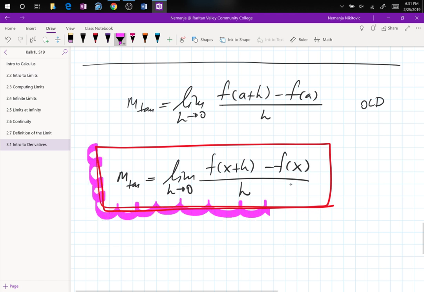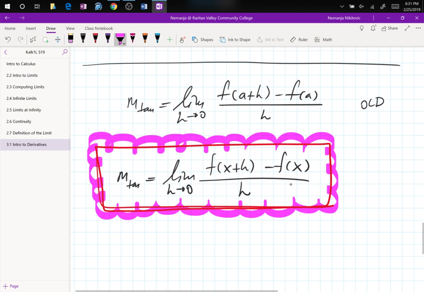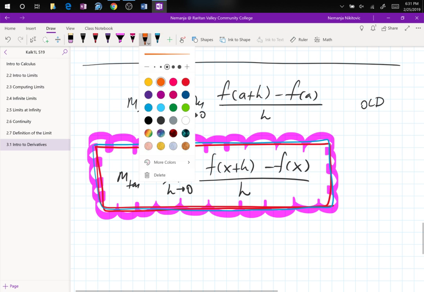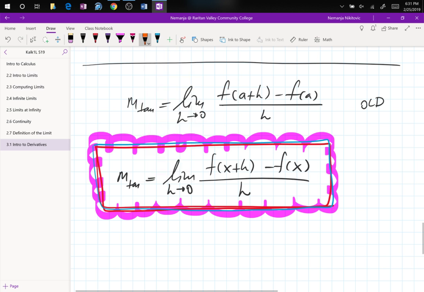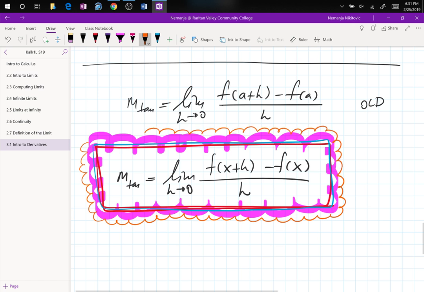Barbed wire to protect it. Add some blue for color. Complementary orange provides another layer of barbed wire to protect this formula. So this over here is your boss equation.